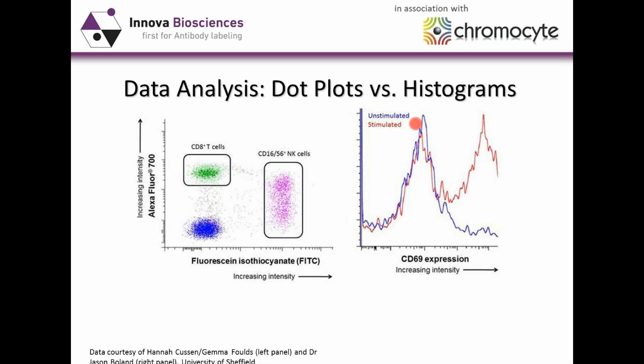So in the y-axis here, these are cells which are labeled, stained with an antibody which is labeled with Alexa Fluor 700. And on the x-axis, we have the staining profile for cells which are labeled with FITC. In this particular experiment, we used an antibody to CD8 labeled with Alexa Fluor 700, and we used a commercial antibody mix which picks out CD16 and CD56 positive NK cells using FITC. And you can see quite easily that it's possible to identify defined populations on the basis of this profile.